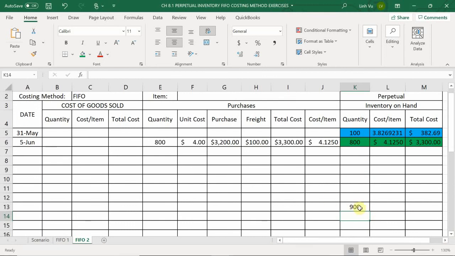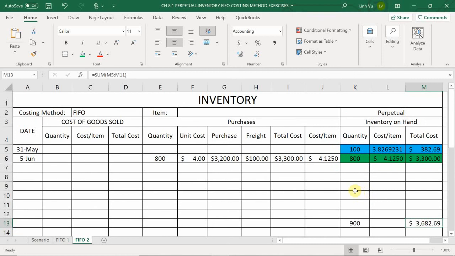So I have a total of 900 units costing a grand total of $3,682.69. Okay, so that's that right there. Let's go ahead and continue on with the rest of the problem here. Let me do this and make sure you know this is a calculation. Okay, so let's go ahead and see what happened next.